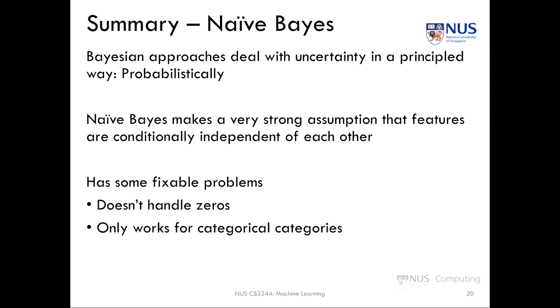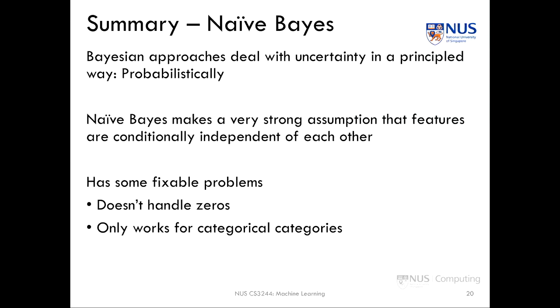In summary, we've looked at naive Bayes. Naive Bayes is a Bayesian approach. Bayesian approaches in general handle uncertainty in a principled way, mathematically using probability. Naive Bayes makes a very important assumption. It makes a strong assumption that features are conditionally independent of each other, and often that's not the case. You can think about whether this is okay to violate or not.